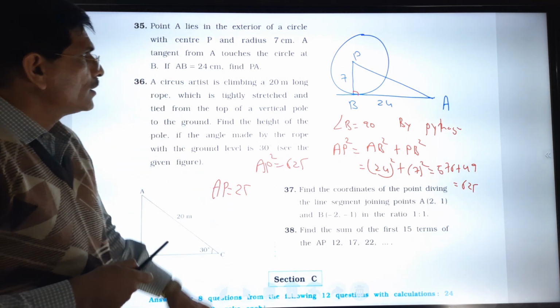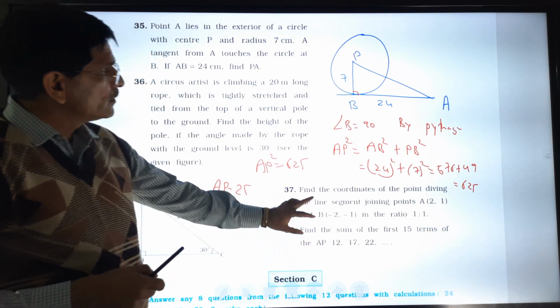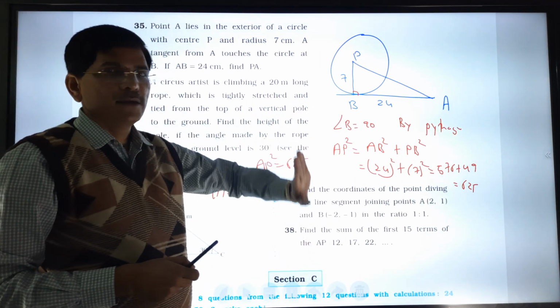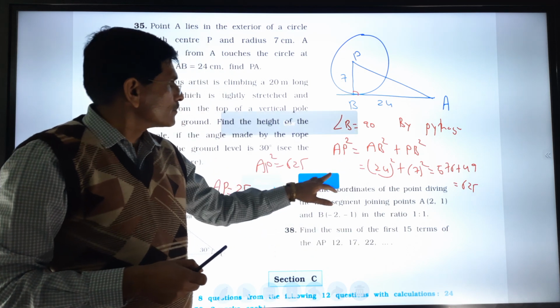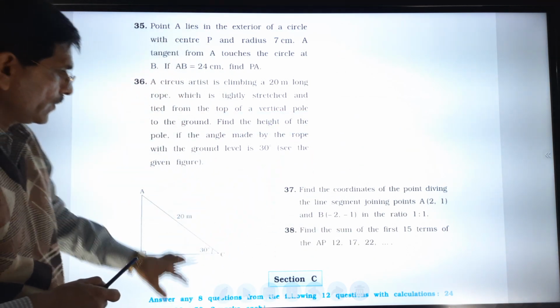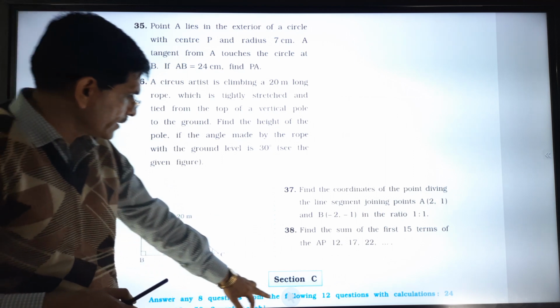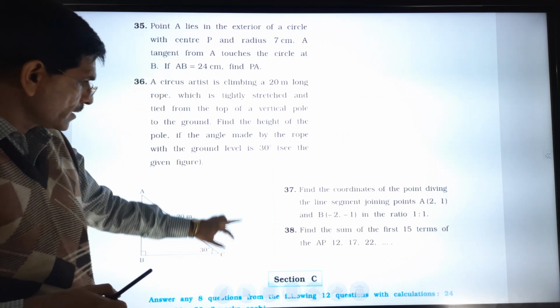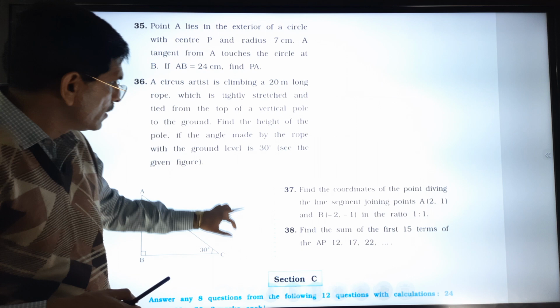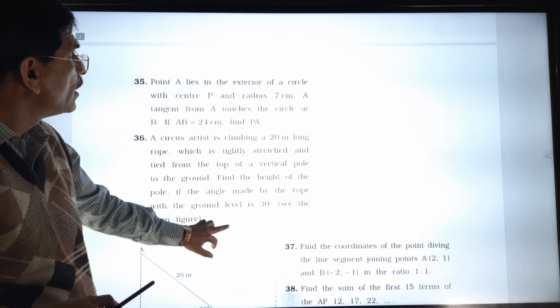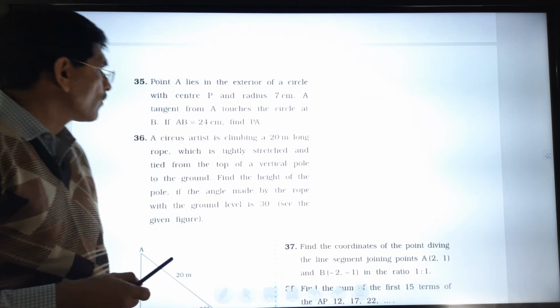Now we go for trigonometry. Apply Pythagoras, we will get the answer. Now again we have to draw the figure of it. If we draw the figure, then only it is possible.